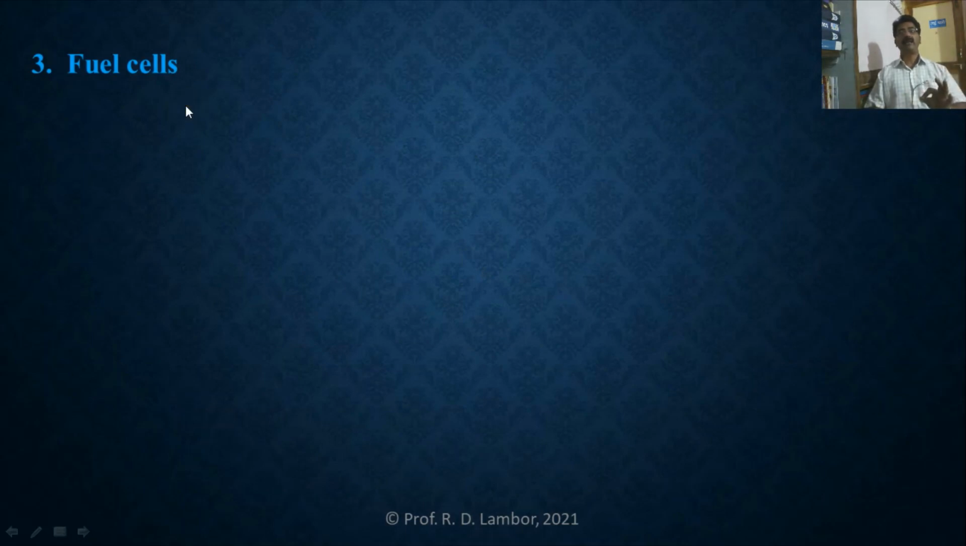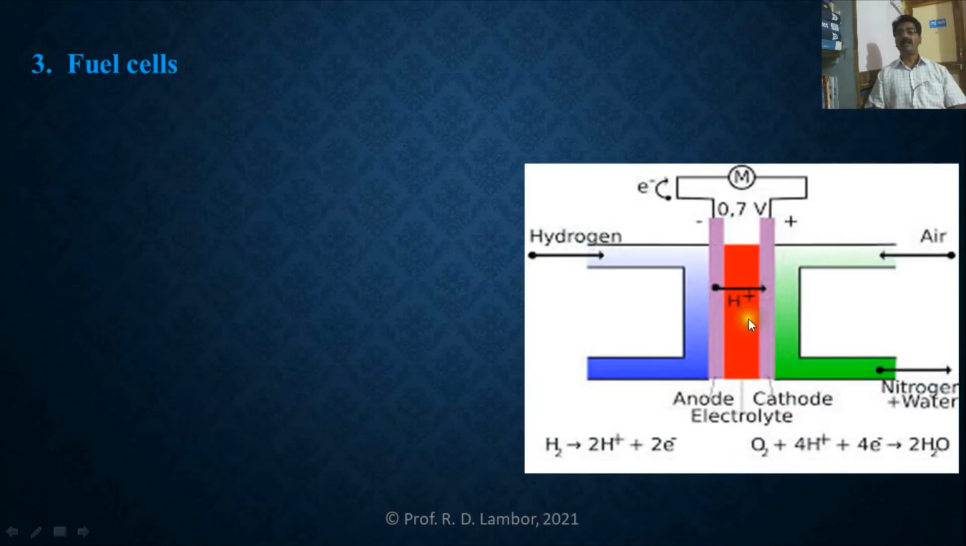The structure of a fuel cell is like this. In the fuel cell, hydrogen is used as a fuel and it combines with air, and the byproduct of the fuel cell is nitrogen plus water. That's why fuel cells are environmentally friendly. In the fuel cell, here is an electrolytic solution. And these are the two electrodes, anode and cathode, and these are the chemical reactions which take place in the fuel cell.